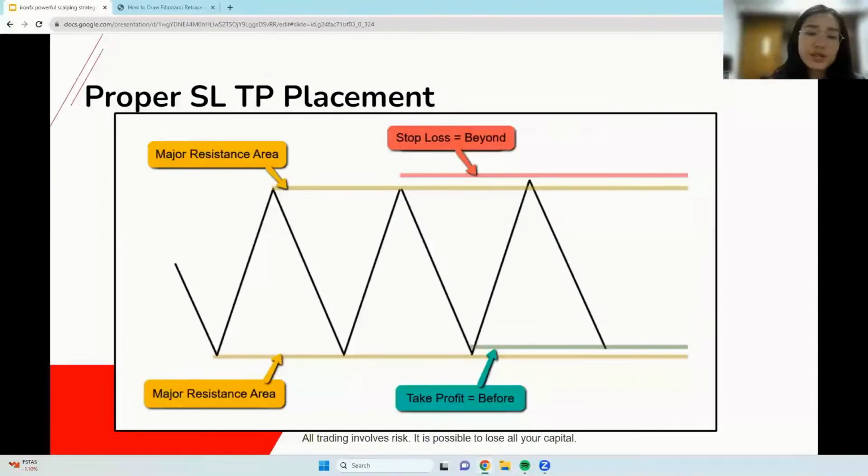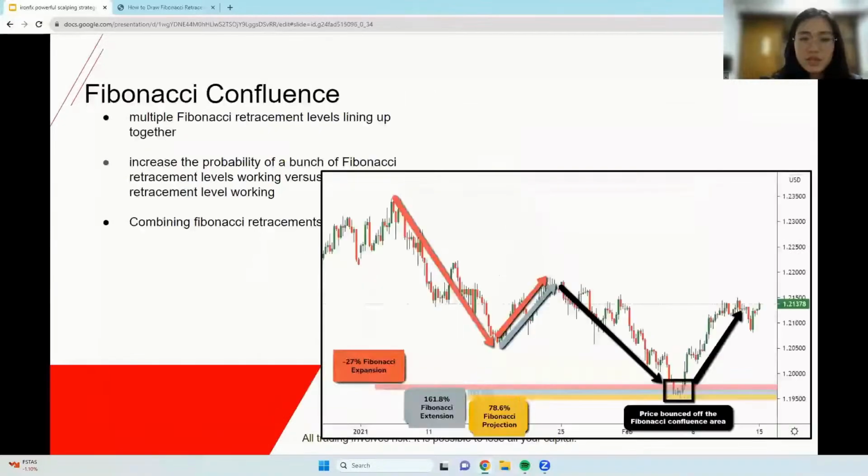This is also on the forexarmy.com website, so you can go ahead and take a look after this webinar. Fibonacci confluence is when multiple Fibonacci lines line up together, and that is what makes a proper Fibonacci confluence. The example is over here. We have the minus 27% Fibonacci expansion, as well as the 161.8 Fibonacci extension that all line up nicely here.